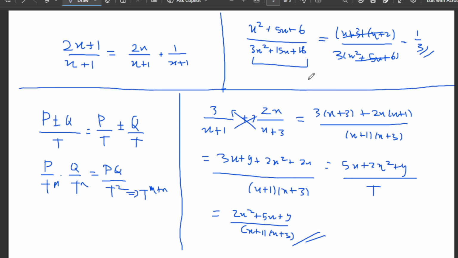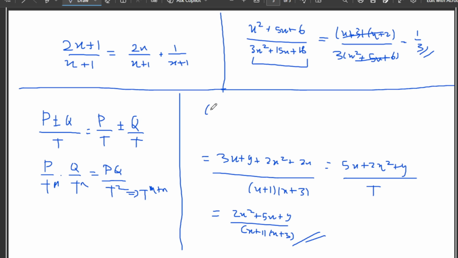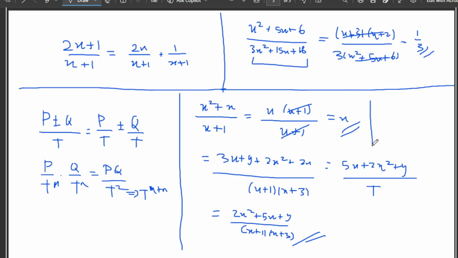And another example would be if we had x squared plus x over x plus 1. How do we simplify this? Again, find the greatest common factor of the numerator. Since they're both the same variable, we can separate x. Oh look, they're the same. We can cancel these. This will become x. So that's the simplified version.